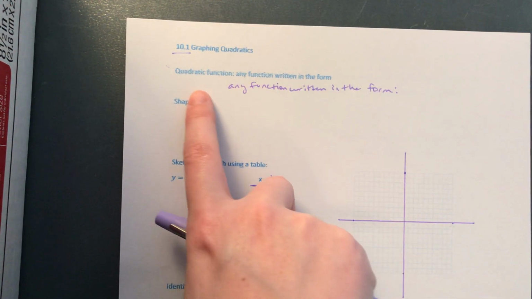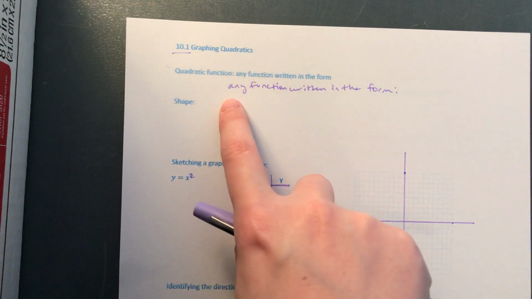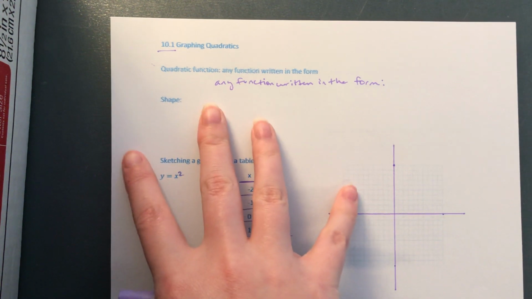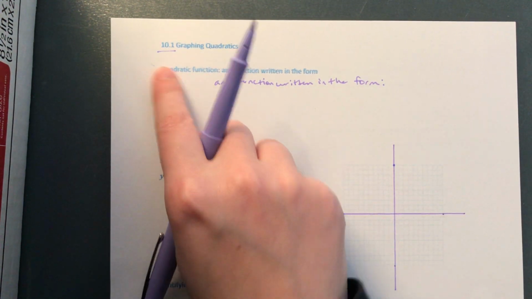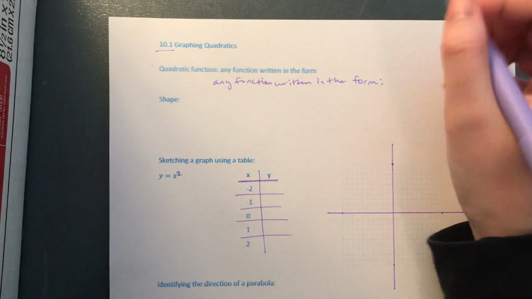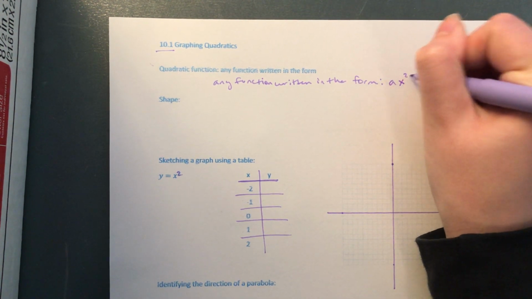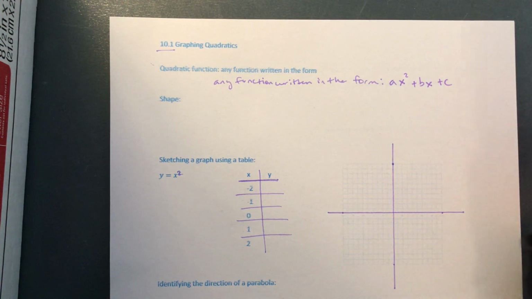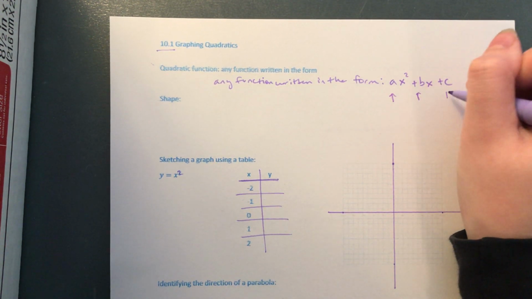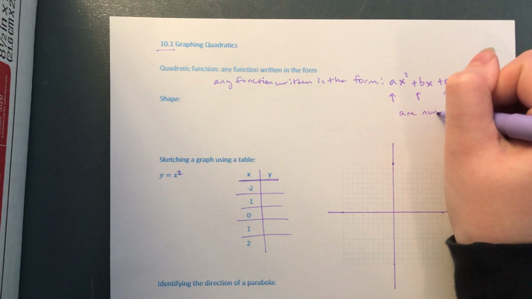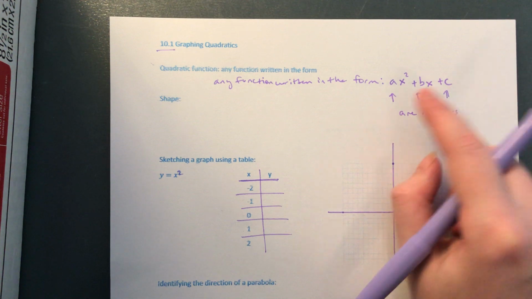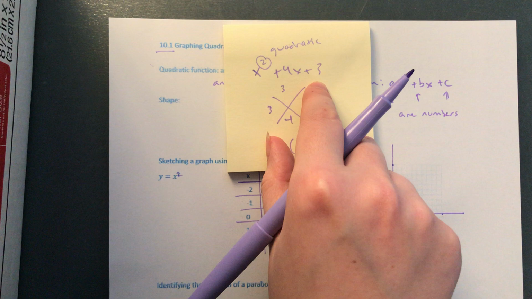So a quadratic function, my printer is not working well, so I wrote this out in case you can't read it. You guys should have a nice note sheet online that hopefully you can print or write in a notebook. A quadratic function is any function written in the form of ax squared plus bx plus c, where a, b, and c are numbers. So a, b, and c represent any numbers that we can plug in, but this is the format of a quadratic. And if you look at the stuff that we were factoring, it followed that lead.